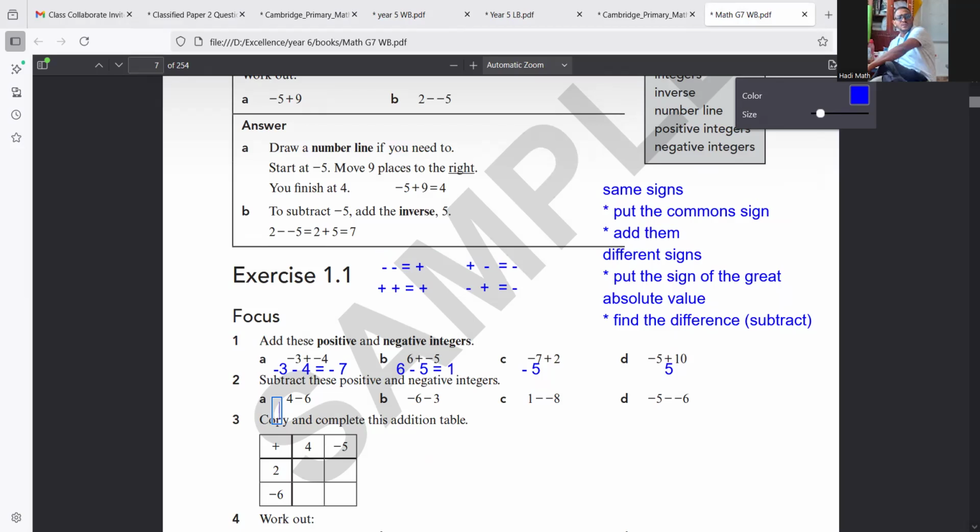Step number 1, which one is greater, 6 or 4? The 6, with the sign of the 6 being negative. Then find the difference between them. It is 2. So your answer is negative 2.